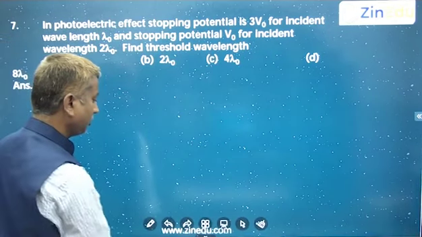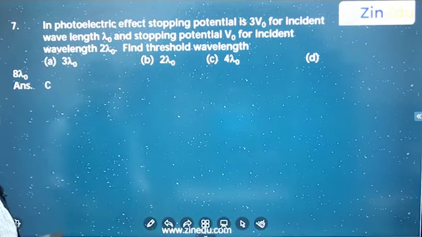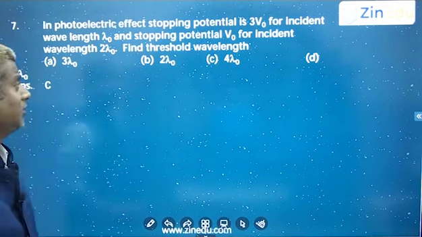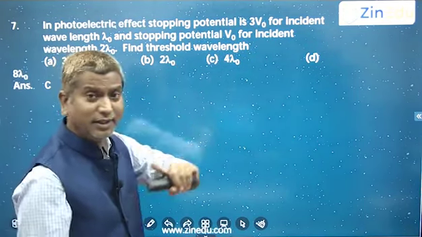So there's another question here. In photoelectric effect, stopping potential is 3V0 for incident wavelength of lambda naught, and stopping potential is V0 for incident wavelength of 2 lambda naught. So whenever wavelength is increasing, energy of the photon will decrease. So definitely stopping potential also will decrease.